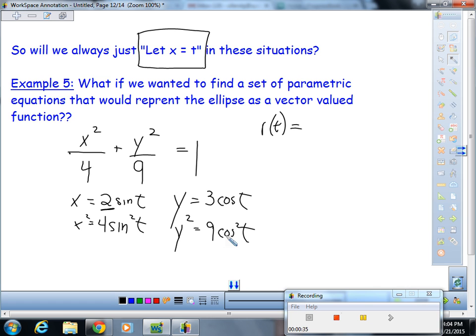Now what would be different would be your orientation would change. So now you can see, you can kind of play with your parameters to change the orientation to match whatever it is you're trying to represent. And so if we did let r of t equal 2 times the sine of t, comma 3 times the cosine of t, that vector valued function is going to give us an ellipse. Boom!